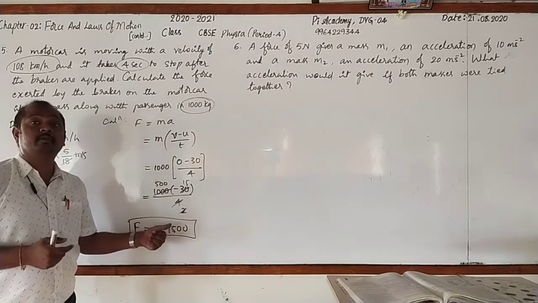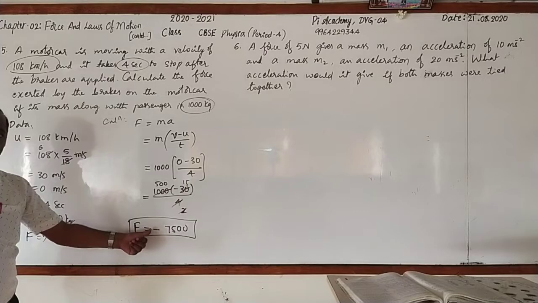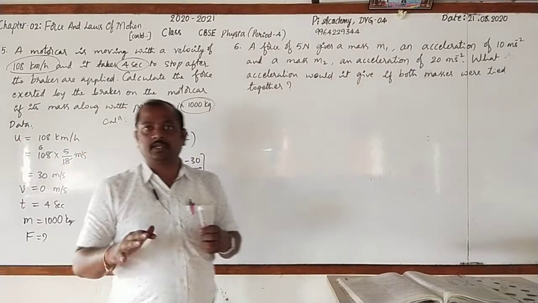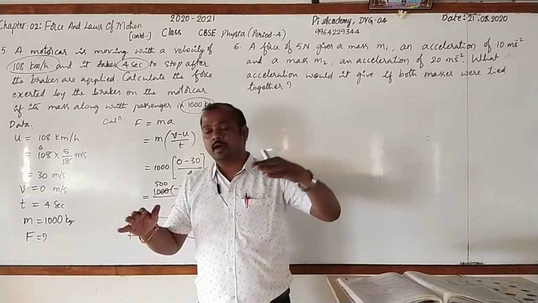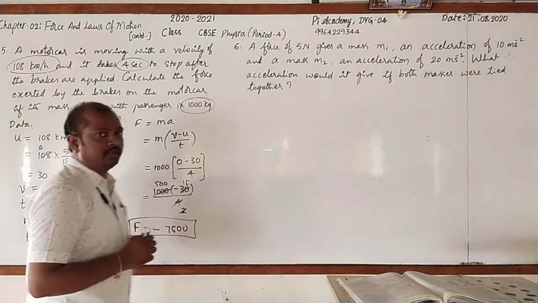Actually, what amount of force is applied by the brakes? It is 7500 Newton. Whereas the minus indicates the force exerted is opposite to the direction of movement of the motor car. Clear?